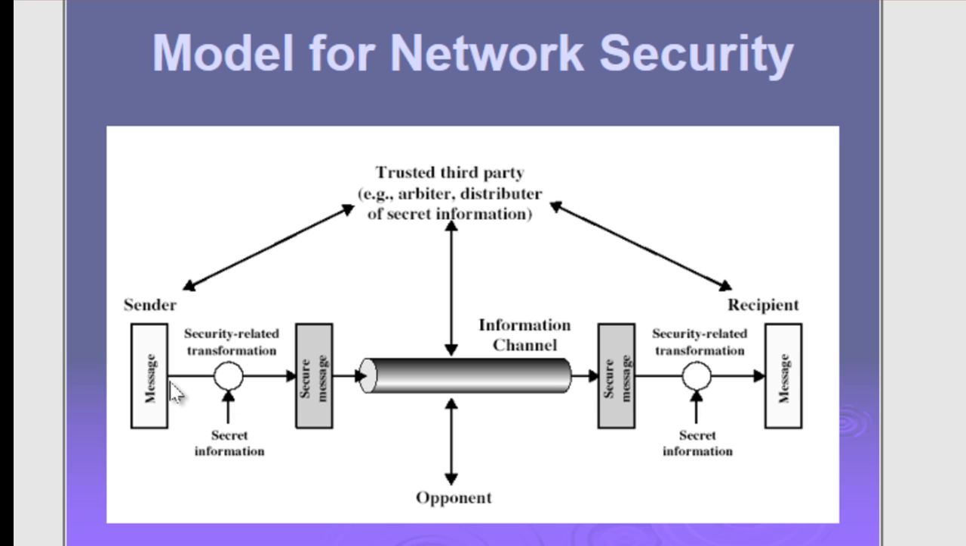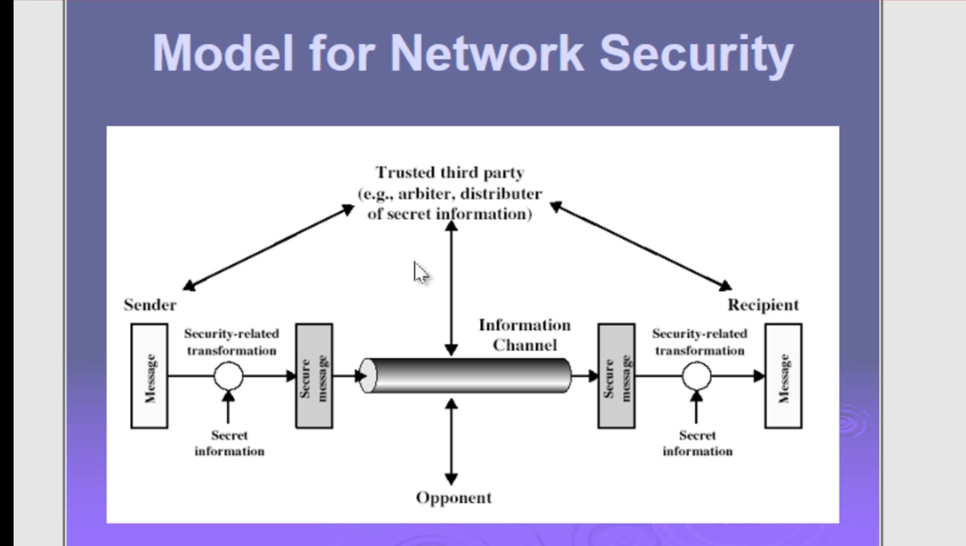In this way, any two participants will transfer messages through some information channel. This is the procedure they have to follow. And if you look at the information channel, two parties have access. One is the trusted third party, who are trusted by both the sender and receiver. With them there is no problem.